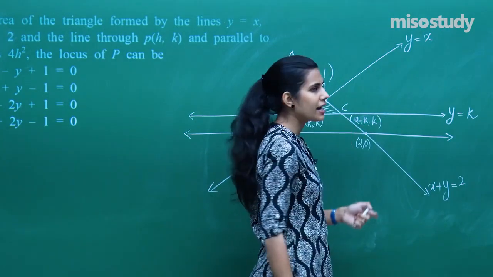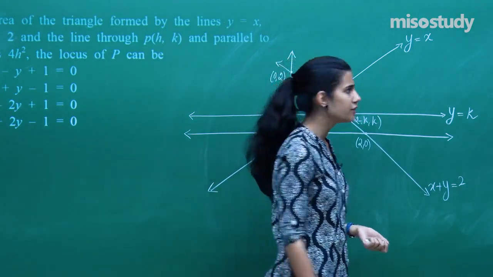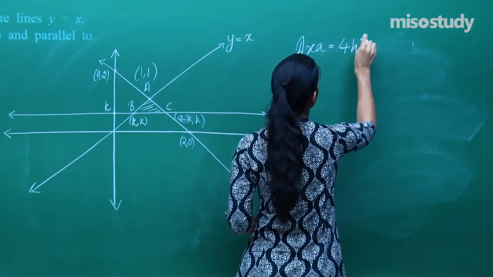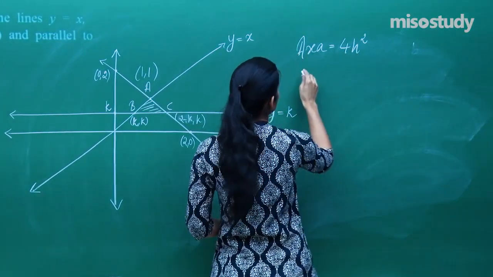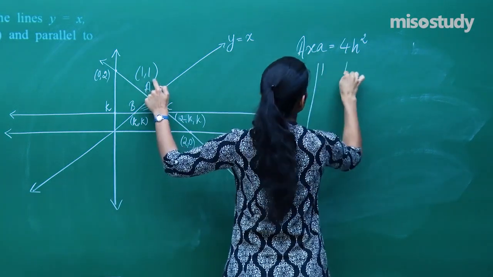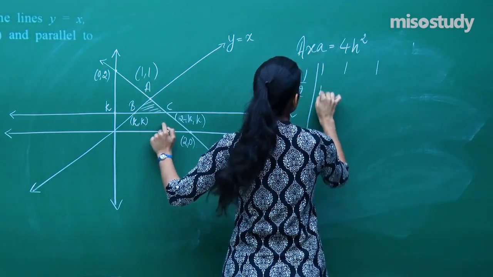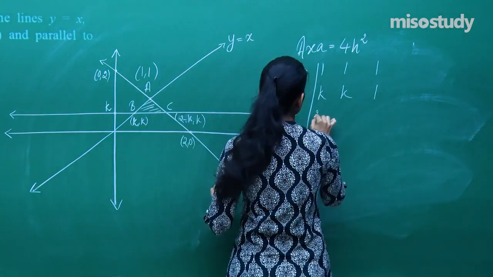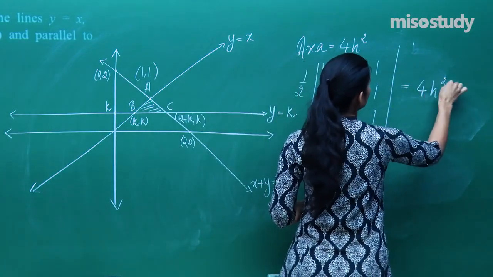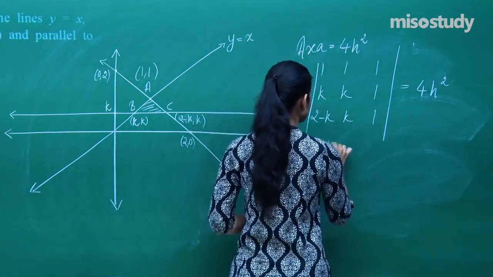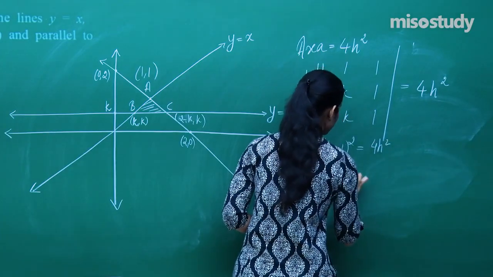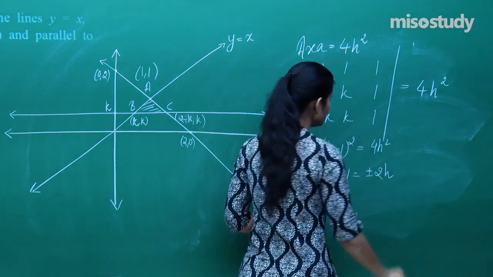If you know the vertices of the triangle, you are in a position to find the area of that triangle. Area is given as 4h square, that is 1 by 2 times the determinant of (1, 1, 1), (k, k, 1), (2 minus k, k, 1). This is given as 4h square. When you resolve this, it's very simple. You get (k minus 1) whole square equals 4h square, which means k minus 1 equals plus minus 2h.